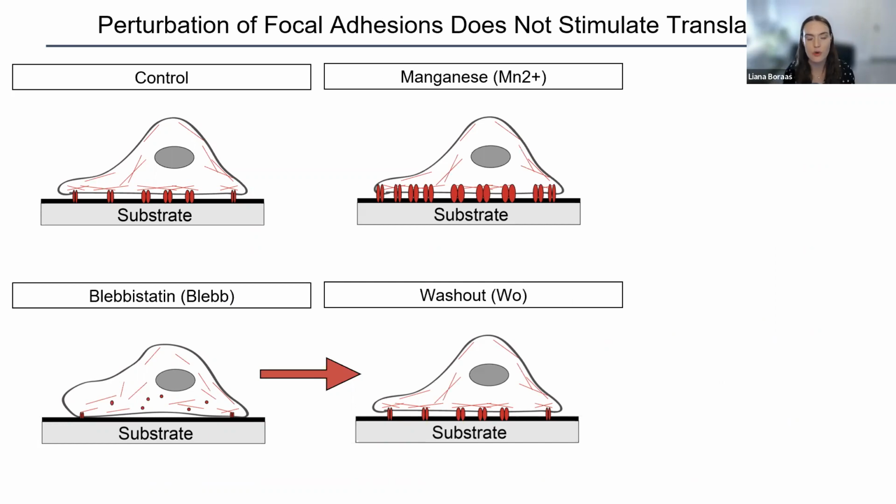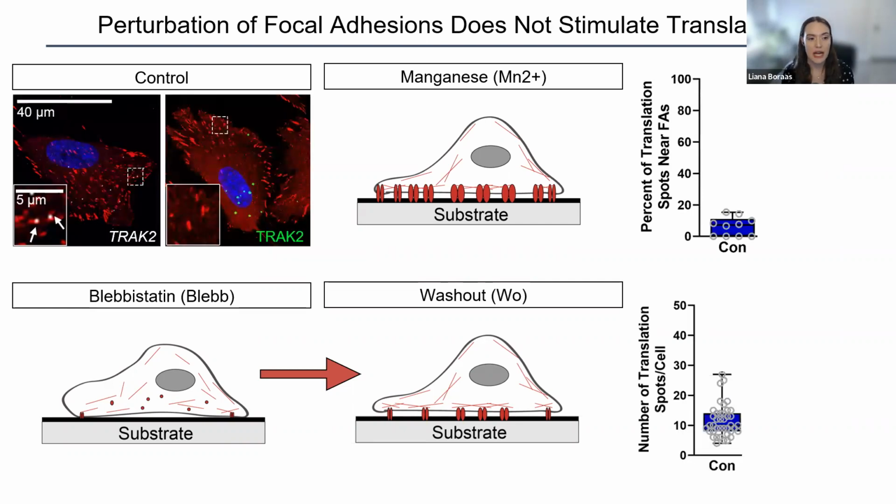So we have our controls, of course. We have manganese treatment, which induces integrin activation. We have blebbistatin, which decreases actin-myosin contraction, which releases tension on focal adhesions, causing them to fall apart. And that effect is also reversible. So we can do a washout study where then the focal adhesions reform.